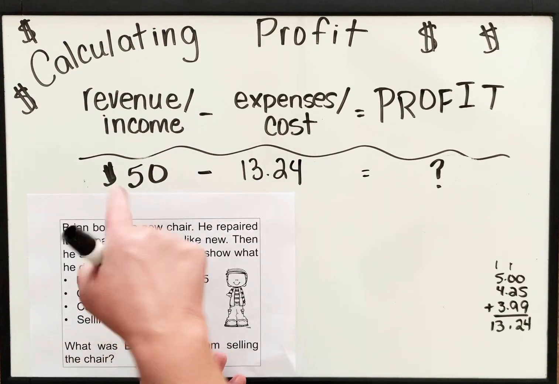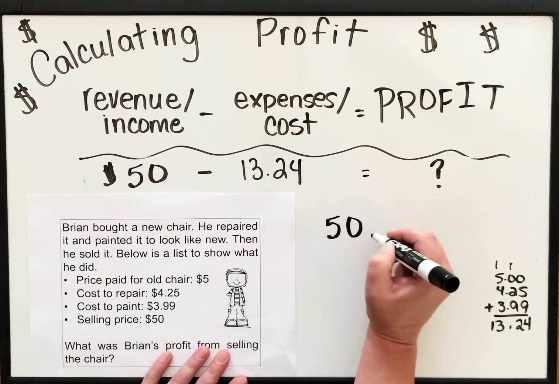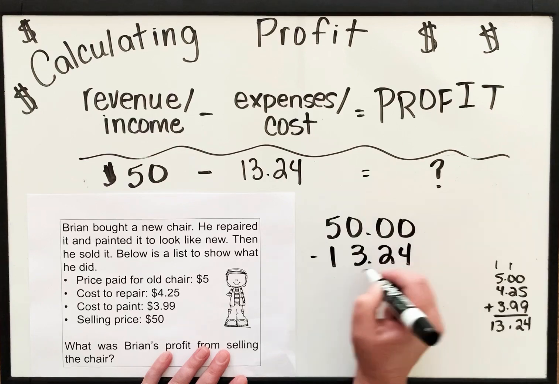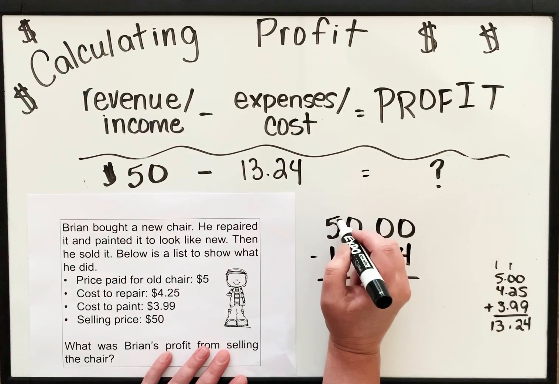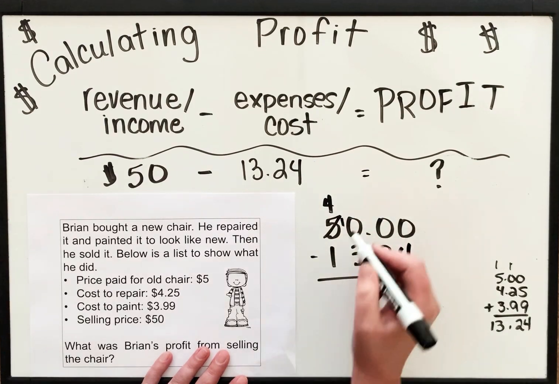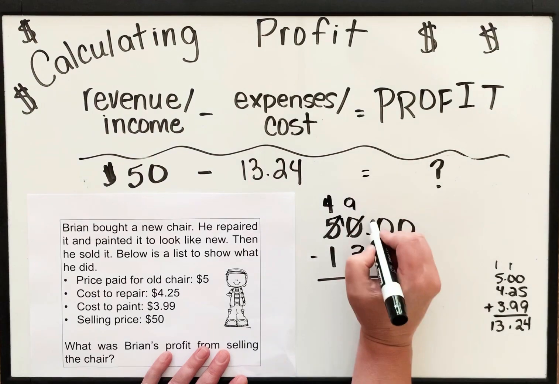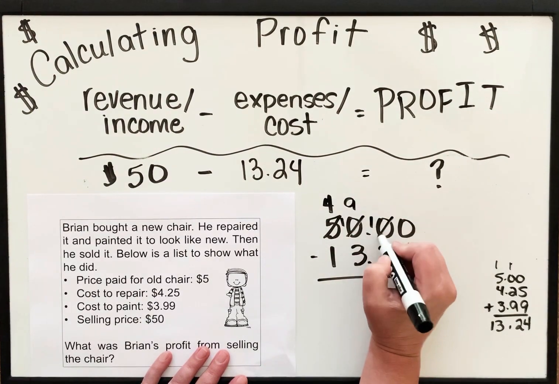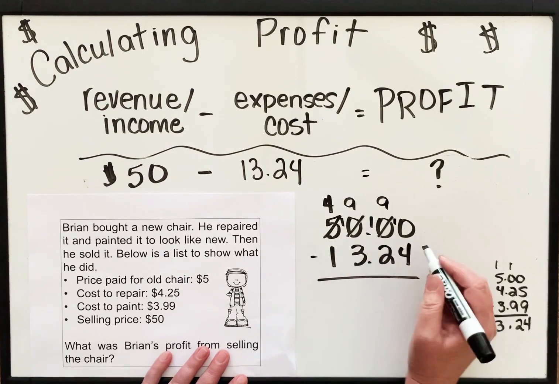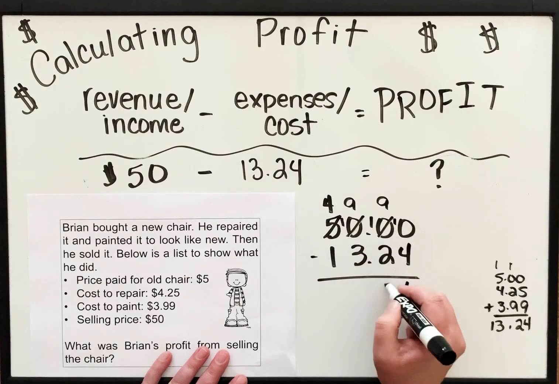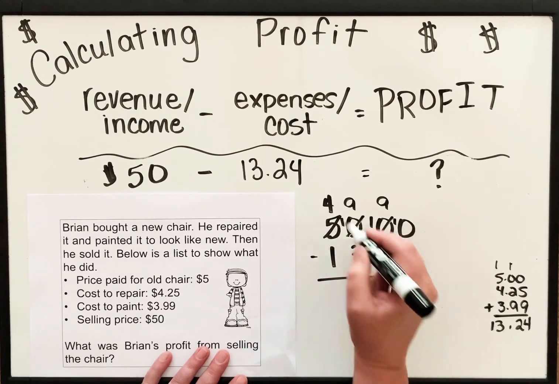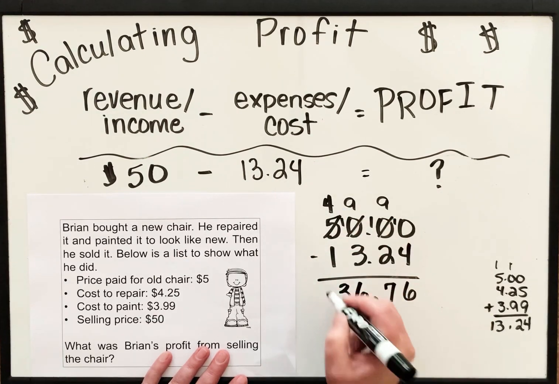So let's do the math. $50, again, turning that into a decimal, minus $13.24. So obviously I have to regroup from here. Take 1 away from 5, that leaves me with 4, and that becomes a 10. 1 away from 10, that becomes a 9, and that becomes a 10. 1 away from 10, that becomes a 9, and that becomes a 10. 10 minus 4 is 6. 9 minus 2 is 7. Drop that decimal. 9 minus 3 is 6. And 4 minus 1 is 3.